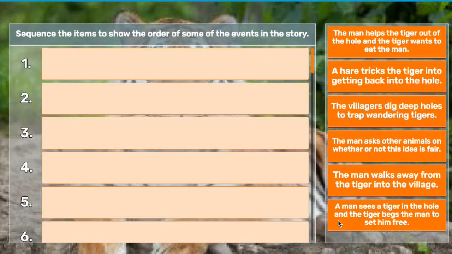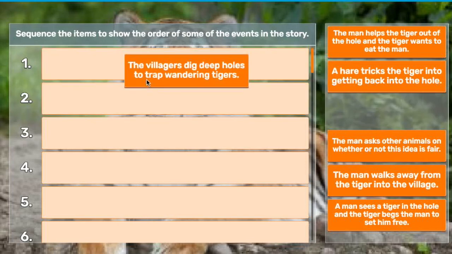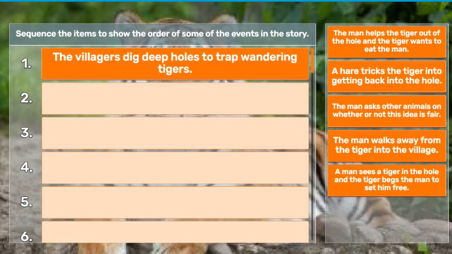So, I know from the beginning of my story that the first thing that happened is that the villagers decide to dig deep holes to trap the wandering tigers. So I'm going to put that in number 1, and it shows me that I got it correct, so I can move on to what happens next.